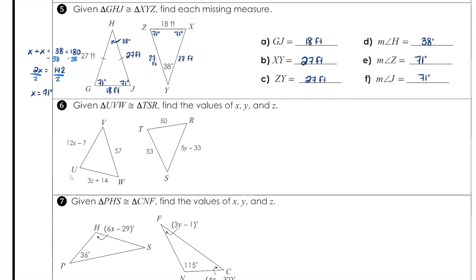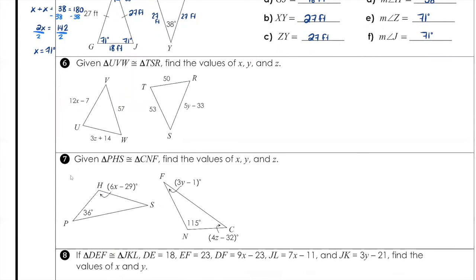So let's find our side lengths. They want us to find the measures of X, Y, and Z. To do that, we're going to use our 3 side relationships. What are our 3 congruent segment relationships that we know? It gives us our congruency statement, so we can detect our 3 congruent sides.